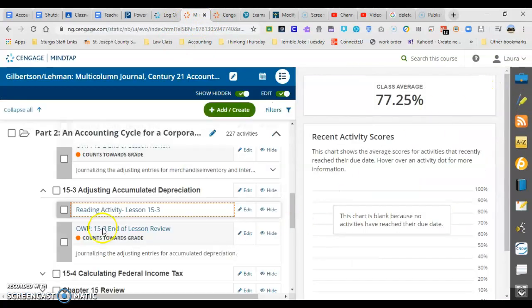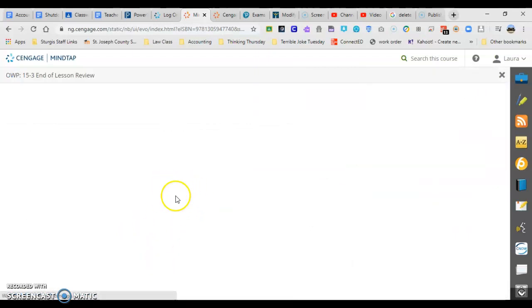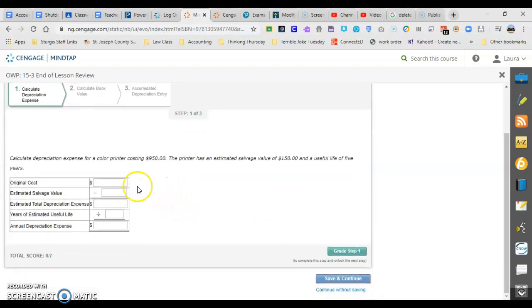Okay, so we are going to go into the work. I'm going to do an example with you here of the adjustment. It says to calculate the depreciation expense for a printer costing $950. It has an estimated salvage value, meaning they think they can get $150 out of it when they sell it, and they say useful life of 5 years. So the original cost is $950. The salvage value is 150, and estimated total depreciation expense is 800. That means that over the whole life of the asset, you're going to depreciate it $800.